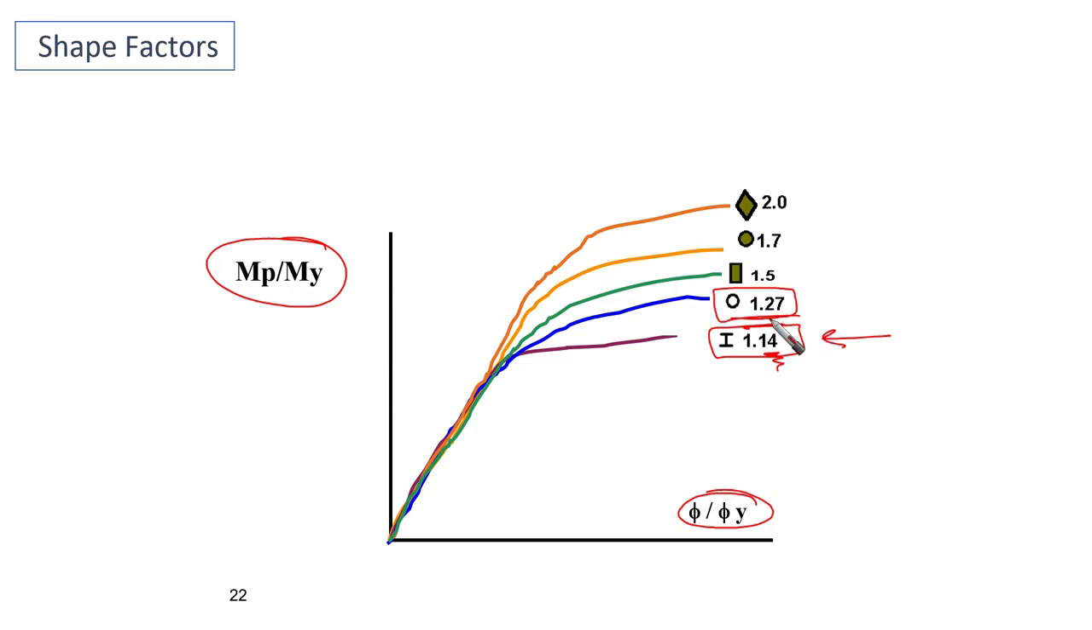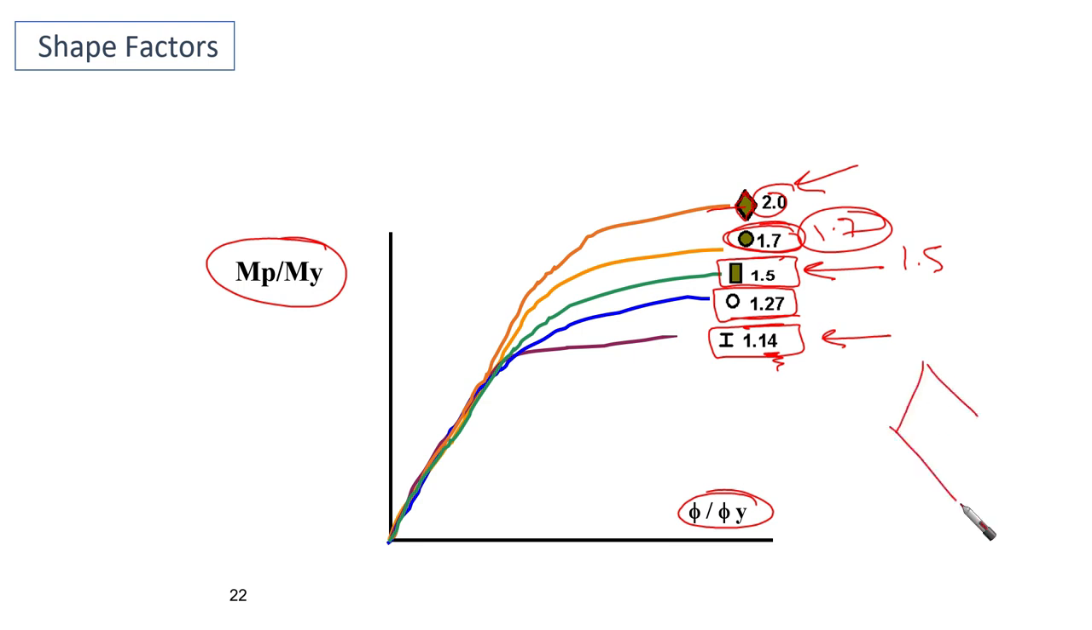Pipes, like 1.27, so 27% extra. For rectangular section, as we said, it is 1.5. If we're going to have a solid tube, for example, then it is going to be 1.7. If we have something like this, then it's going to be 2. The more that we are concentrating our area toward the center, the more you are going to find the contribution or the extra of MP over M yield.